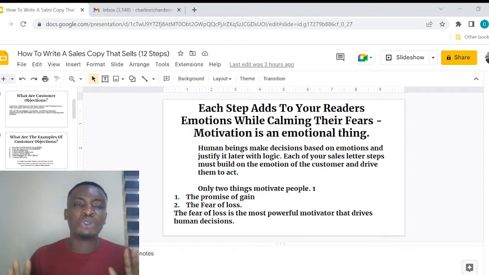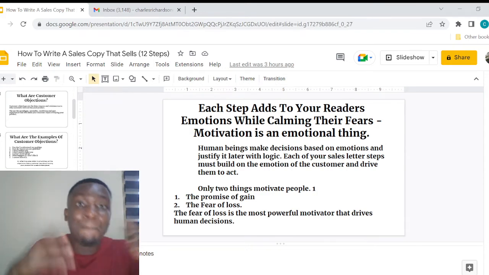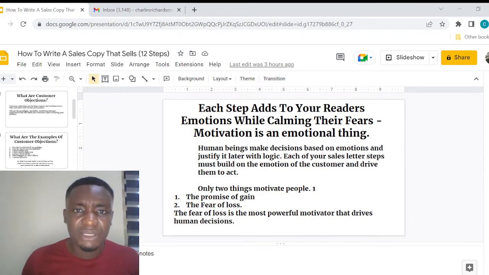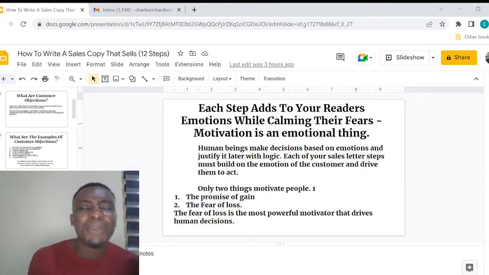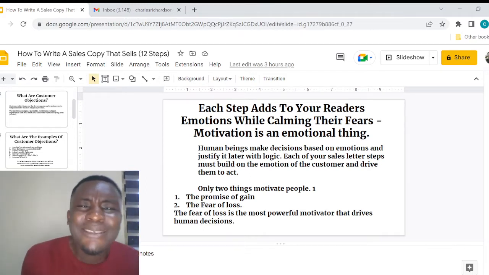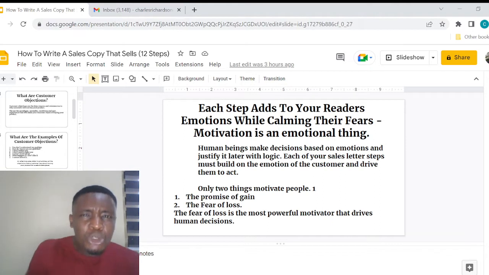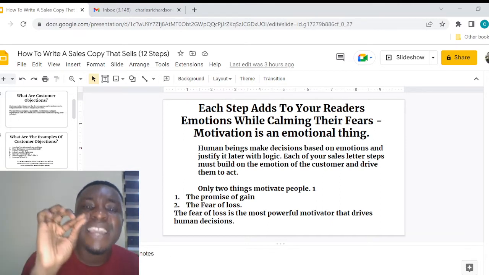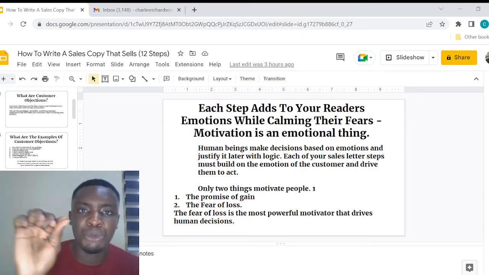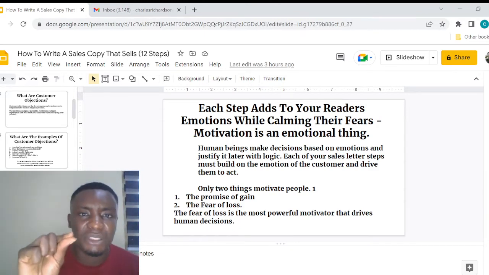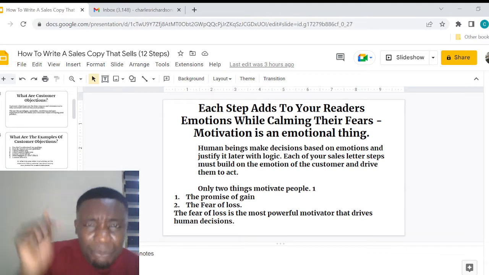Now, let me explain to you. If you are in pain, arthritic pains, your joints are paining you, your legs everywhere are paining you. When someone presents a solution that can help you cure your arthritis pains, won't you go for it at that point in time?